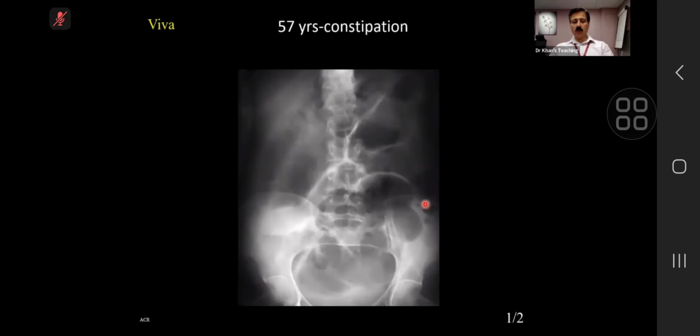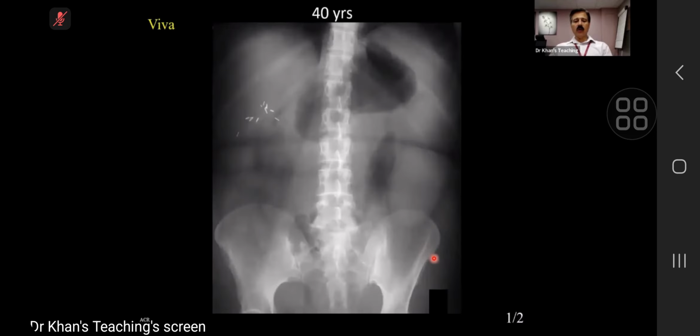So what are the take-home points? The take-home point is that we saw a loop of large bowel. We are not sure which loop, but it has got haustra, so this should not be confused with sigmoid volvulus. And actually, there was a stricture there. Okay, this one is for pattern recognition.